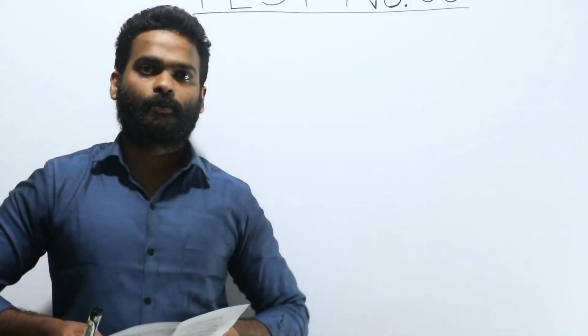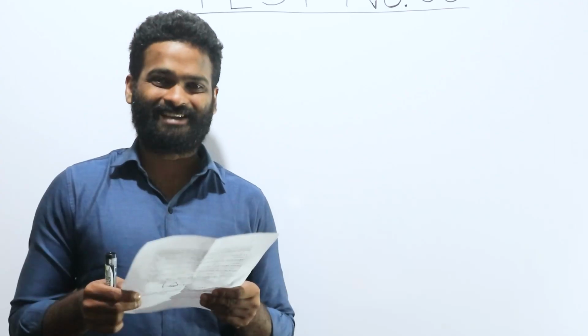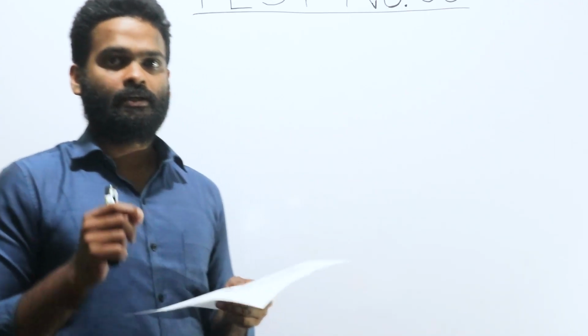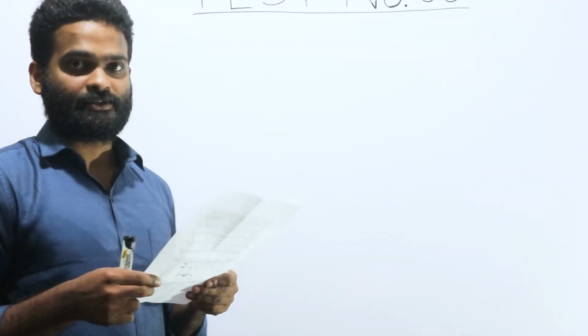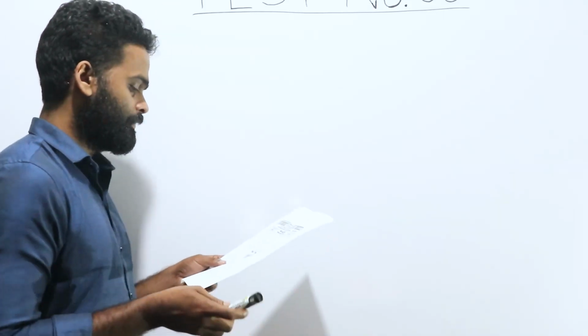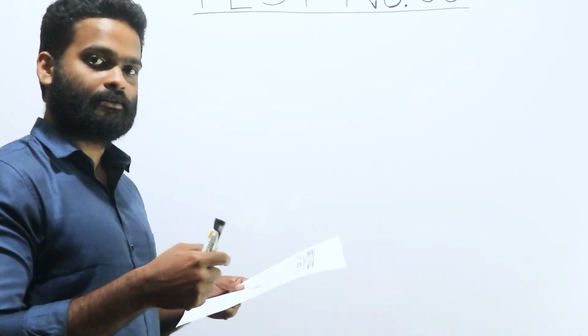Okay, the fourth question. The equation that can be used to measure the radius of curvature of a spherical surface is... Symbols have the usual meaning. So they are asking just for the equation. Which is the correct equation? That's what they ask. I'll just remind you, I'm not going to prove the equation here.